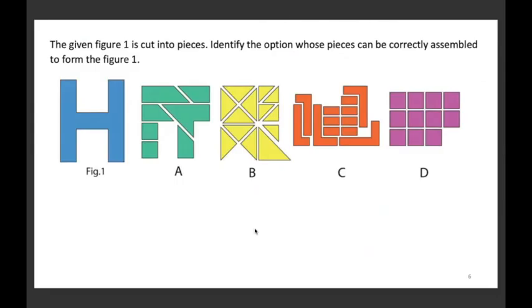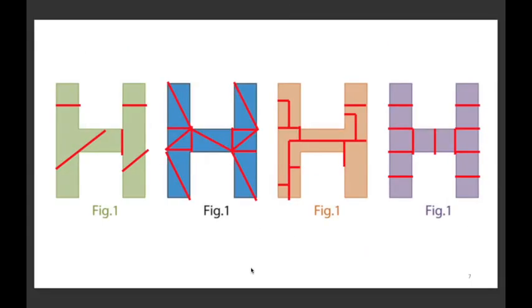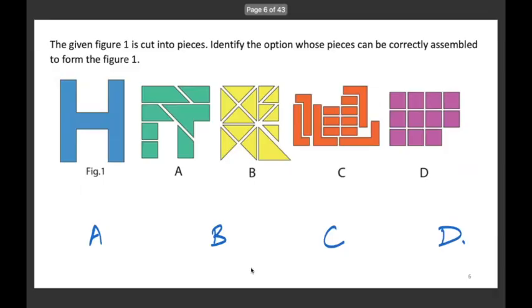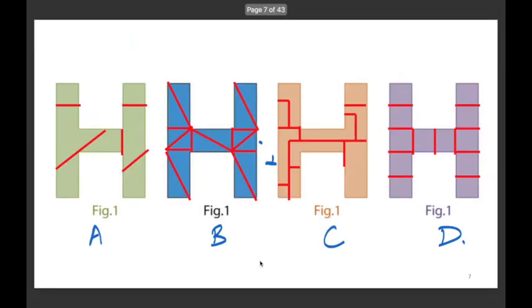Given figure 1 is cut into pieces, you have to identify the option whose pieces can be correctly assembled to form figure 1. Which of the pieces can be correctly assembled to form figure 1? So when we cut it out, this is how the pieces will assemble. These are options A, B, C, and D. If you look at option D, it is an isosceles triangle, two edges are similar, and then they are right angle triangles. In the case of option B, when we cut it into these, what we get are scalene triangles. These are not isosceles triangles, so B is wrong.